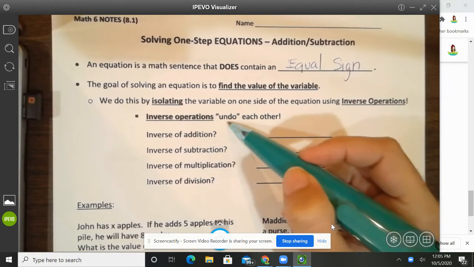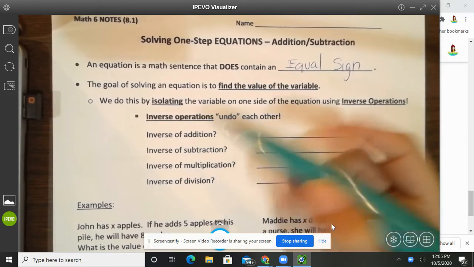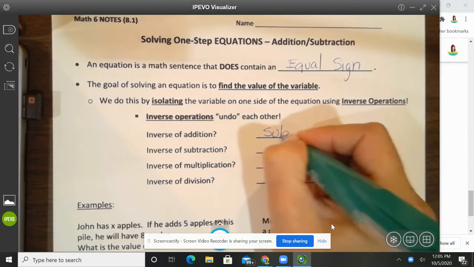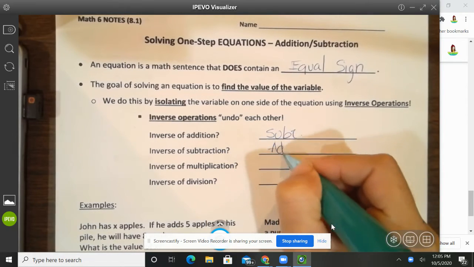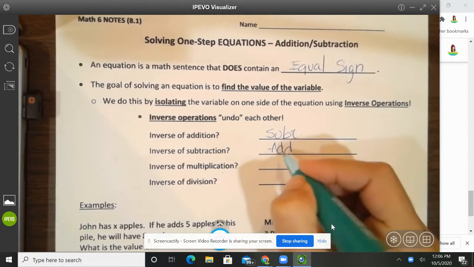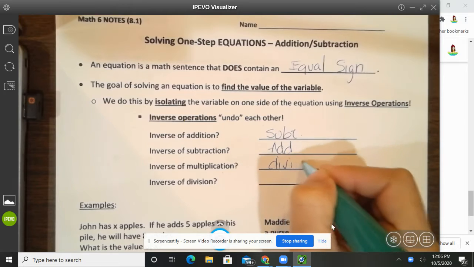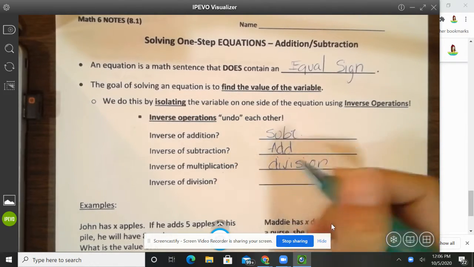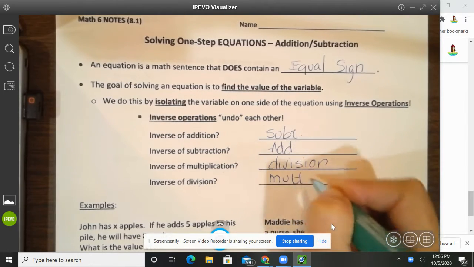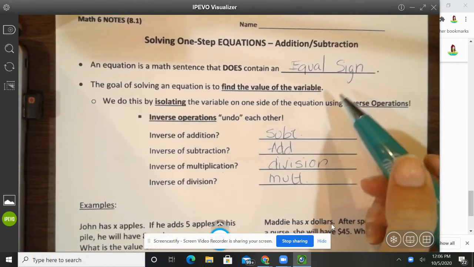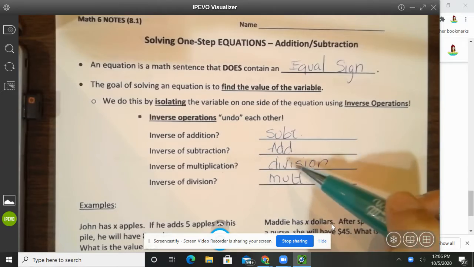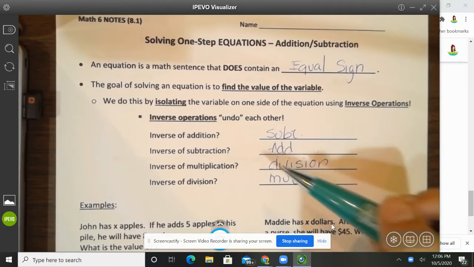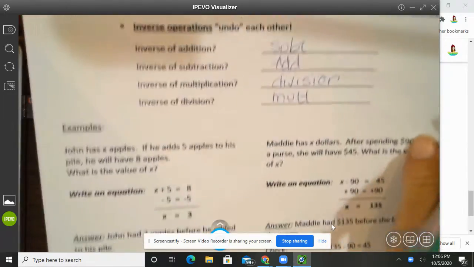Inverse operations undo each other. So the inverse of addition is subtraction. The inverse of subtraction is addition. The inverse of multiplication is division. And the inverse of division is multiplication. So they undo each other. If you add, you have to subtract to undo the operation. If you multiply, you have to divide to undo the operation. They're opposites of each other. So let's see how that's going to be useful.